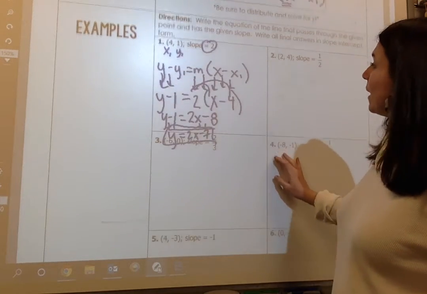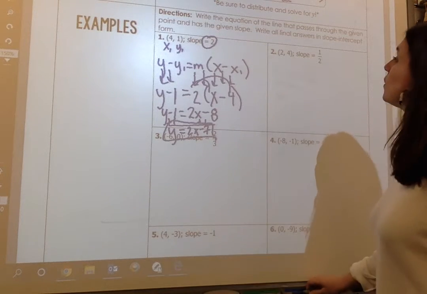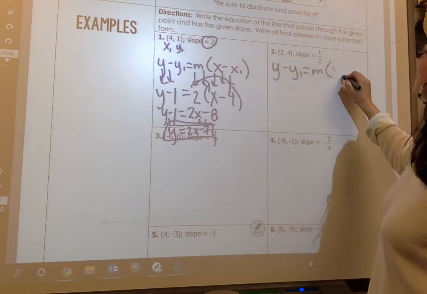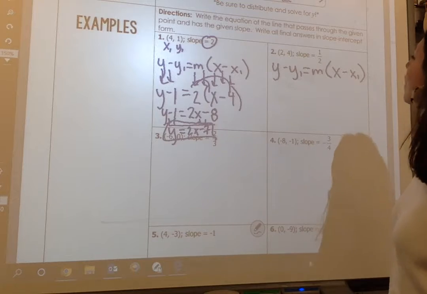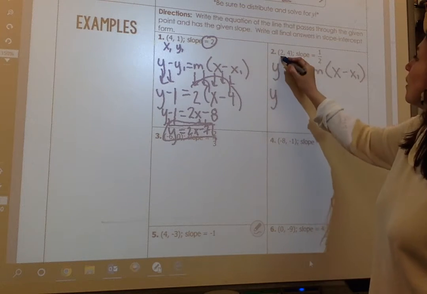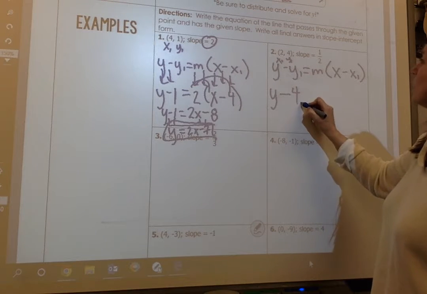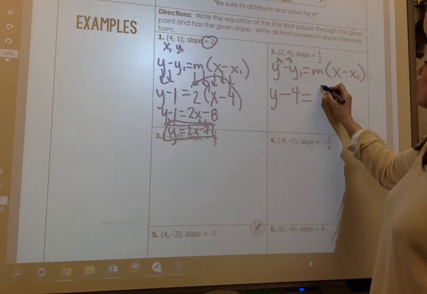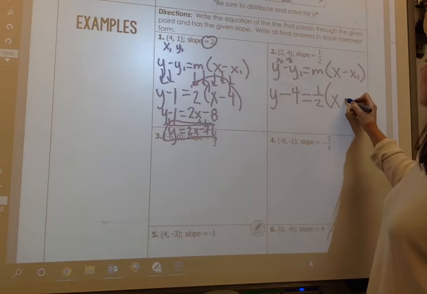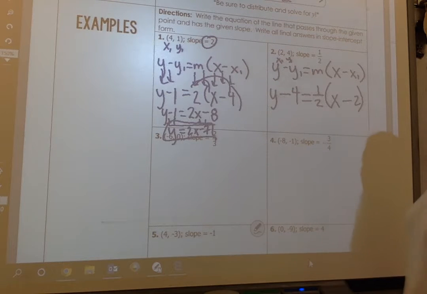I'm going to do it again using this one right here. So if I have a formula, I want to write it down. Y minus y1 equals m times x minus x1. And I'm just going to plug in values. Y stays the same. Here's an x value, here's a y value, minus y1 is 4, equals my slope is 1/2, my x stays the same, and minus x1 is 2. And I distribute and solve for y.